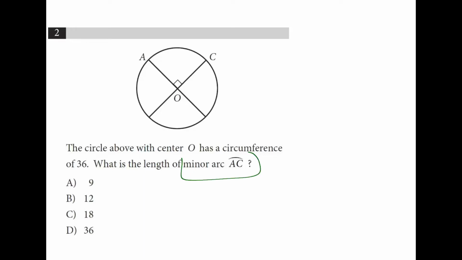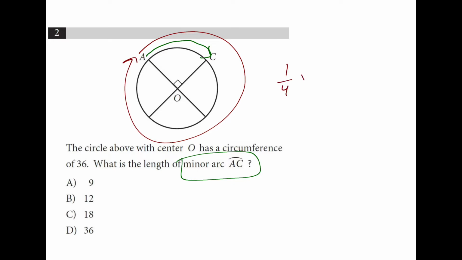So first of all, minor arc AC is this distance along the outside edge of the circle from A to C. If the circumference is 36, and that is all the way around, this is 1/4 of the circumference, or 9.